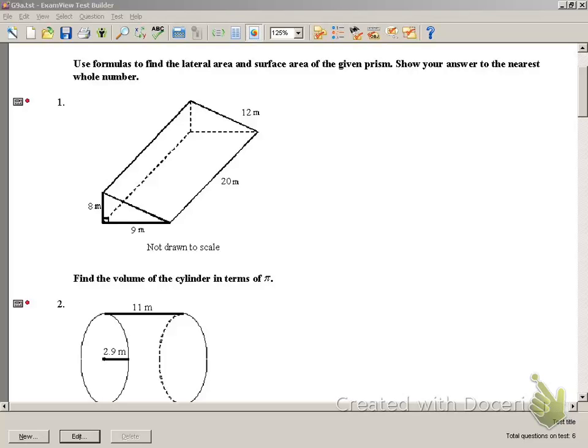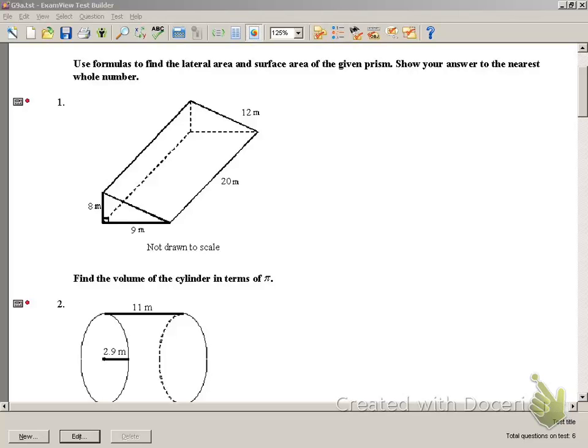This is your startup for week number 12. Number 1 says use formulas to find the lateral area and surface area of the given prism. Show your answers to the nearest whole number.